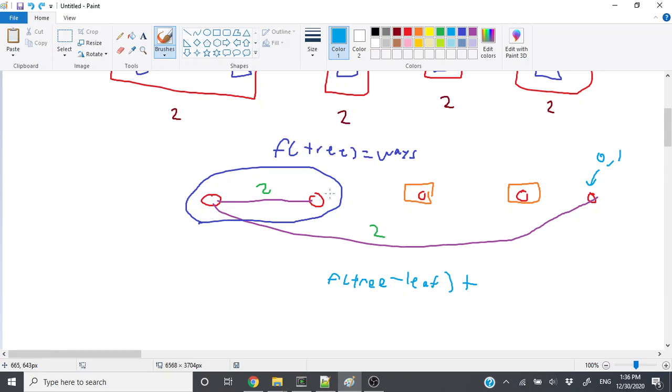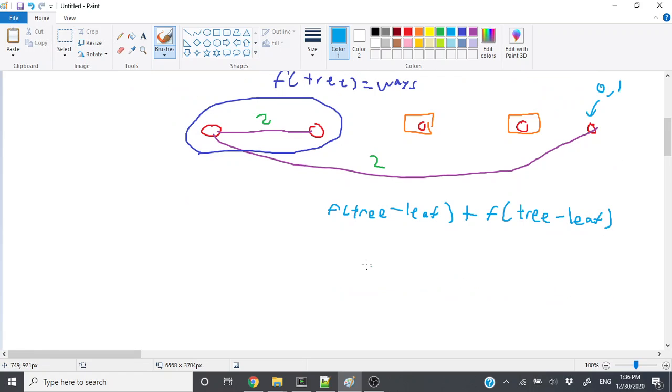But every other configuration with the rest of the tree doesn't really care about this 1. It's just going to be flipped in this bit. Because this is going to be a 1, all of these are going to be unique from all of the other ones, and we have the exact same number of ways to organize this tree, so we also have f of tree minus leaf, which is 2 times f of tree minus leaf.